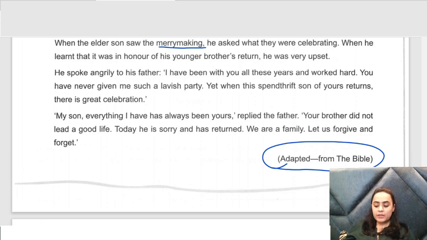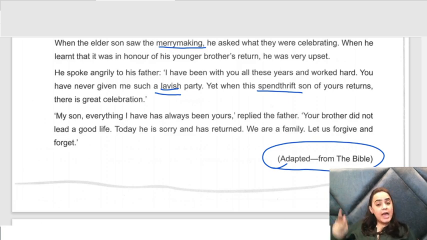I have been with you all these years and worked hard. You have never given me such a lavish party. Yet, when this spendthrift son of yours returns, there is a great celebration. So the elder son was very unhappy. He said to his father in an angry manner that I have been living with you for so many years. I have worked so hard, but you have never given me such a lavish, such a grand party in my honor.